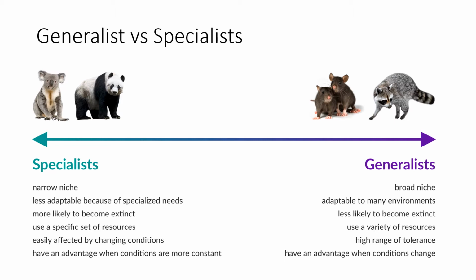And then generalists tend to have a much broader niche, or they use a lot of different resources. Their tolerance is very high. So they're actually more tolerant to change than specialists. Specialists are a lot less tolerant to change.